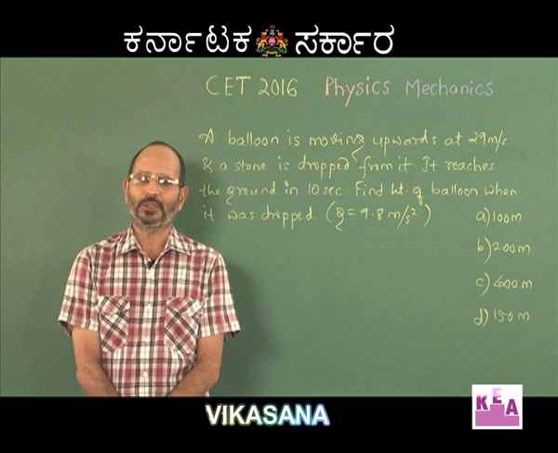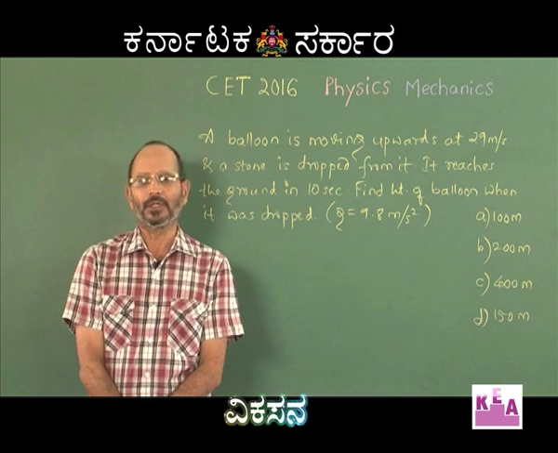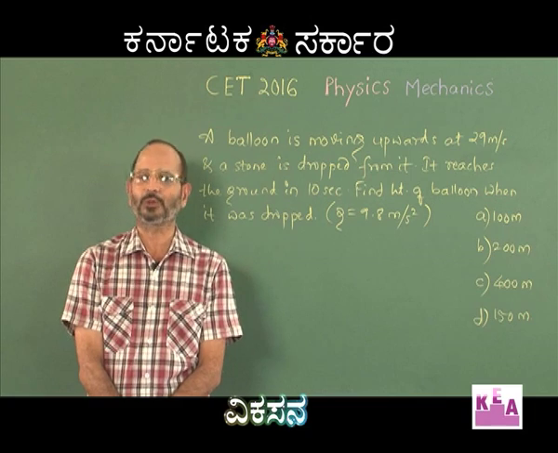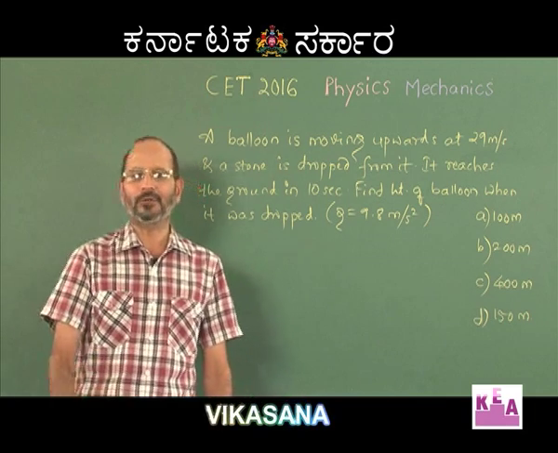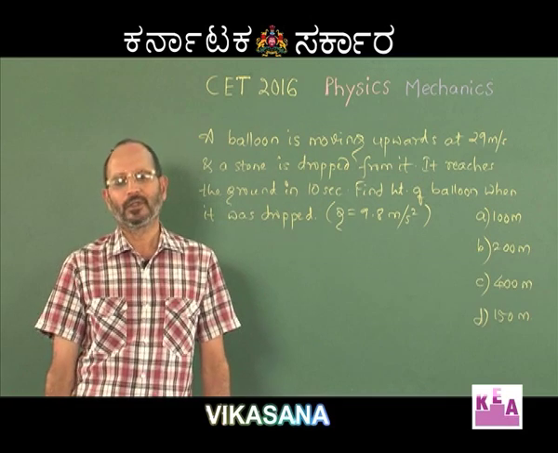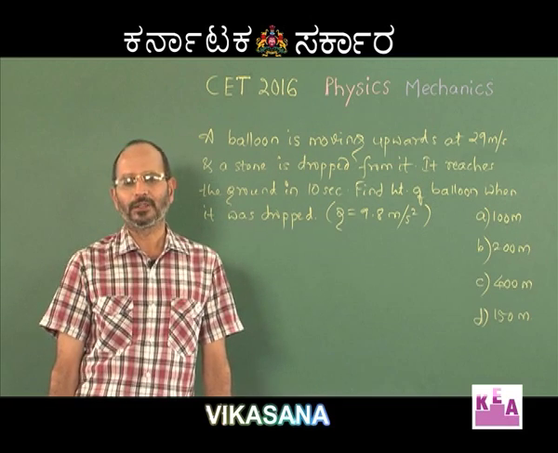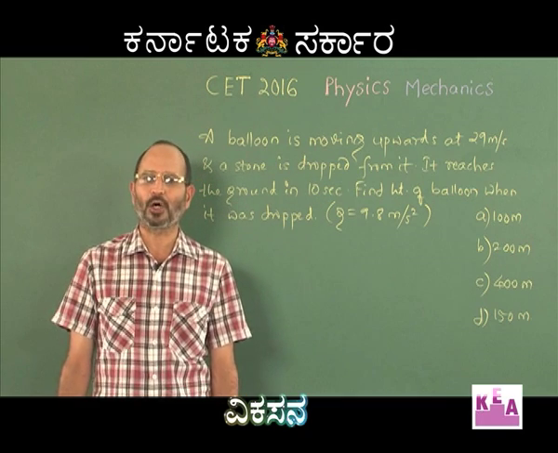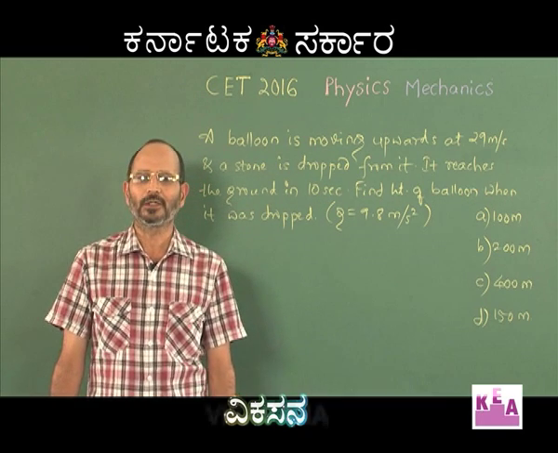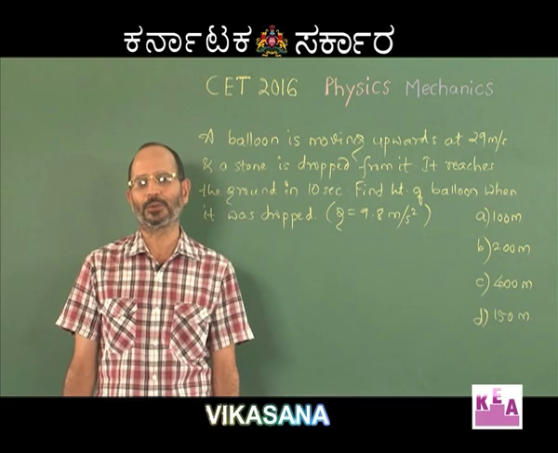What you are supposed to understand here is the initial velocity of the stone which was dropped from the balloon. And I am sure students have a slight confusion about this because of the word that the stone is dropped. The moment he says that the stone is dropped, most of you are of the opinion that the initial velocity of the stone is 0.